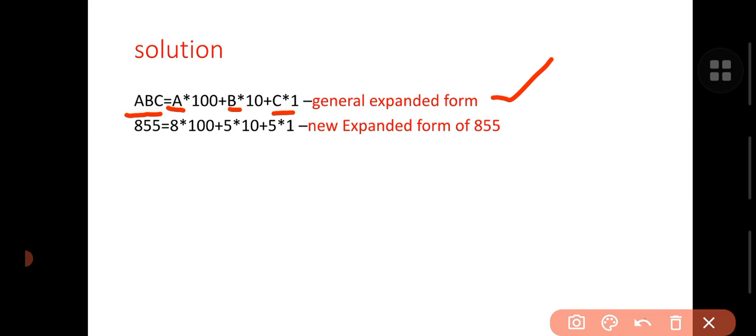Now the value of ABC is given in the problem as 855. So the new expanded form of 855 is: 855 is equal to 8 times 100 plus 5 times 10 plus 5 times 1.